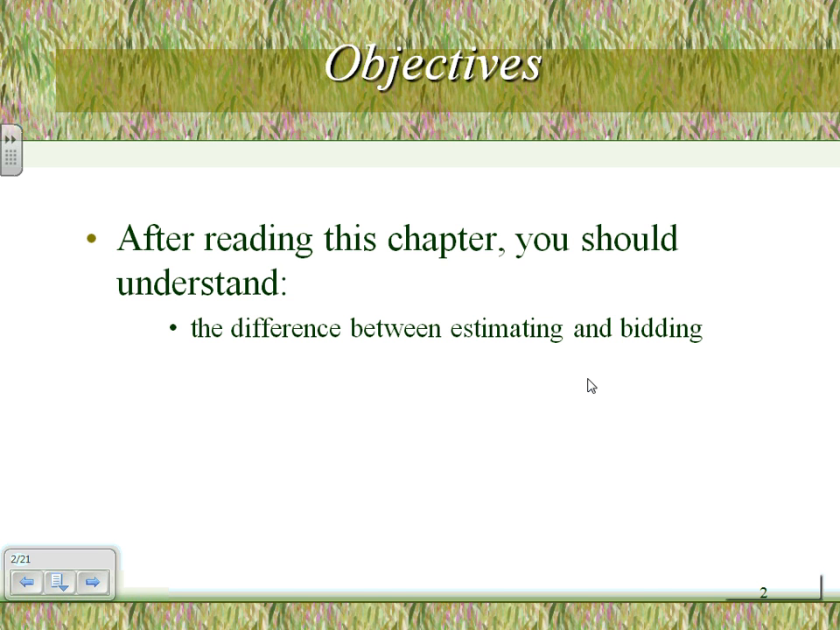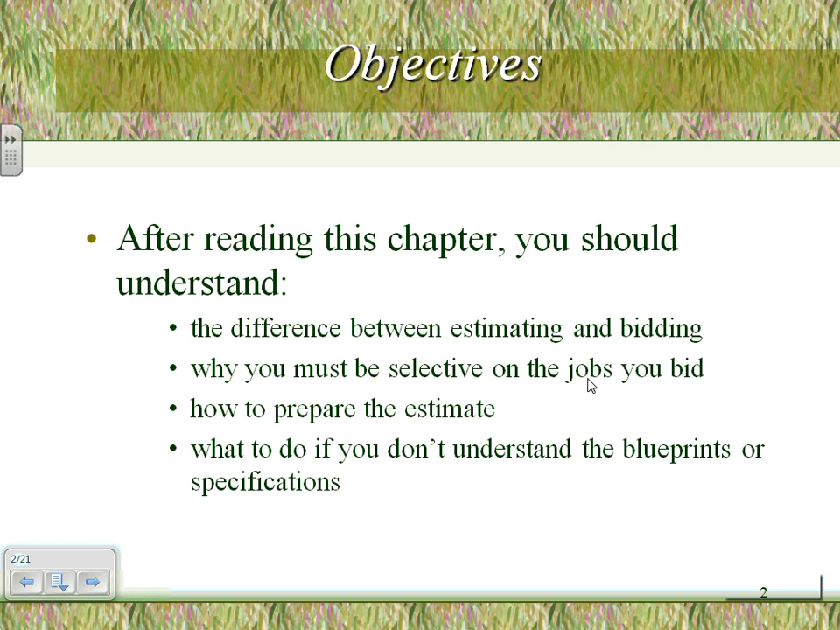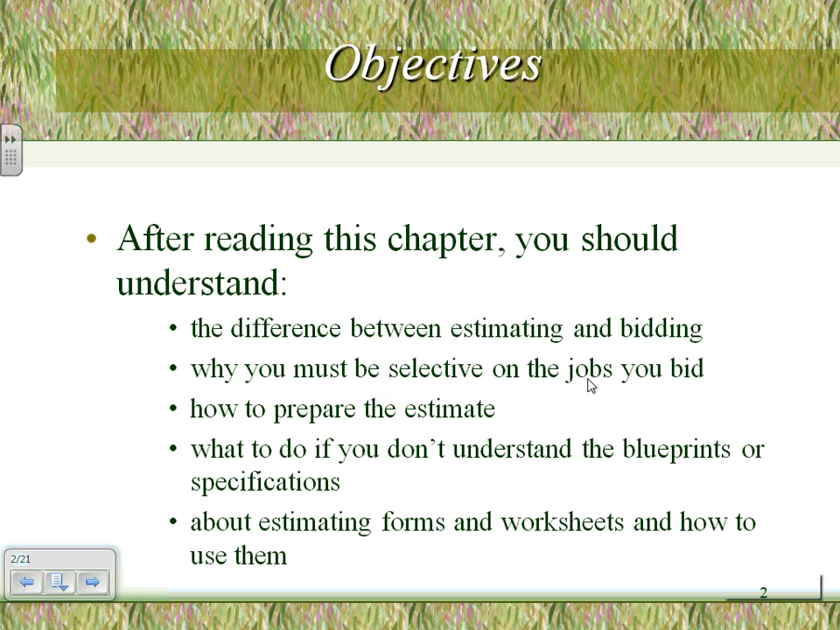Okay, so a couple of things. This only talks about estimating. Chapter 5, guys, which we'll hit tomorrow, talks about bidding. And then we're done. That's the whole process. Difference between estimating and bidding. You must be selective. Why do you have to be selective in the jobs you bid on? How to prepare the estimates. If you don't understand the blueprint, what would you do other than start dealing as an engineer? Estimating forms and worksheets. Phil was showing me some of the takeoff sheets that they have. If you start taking off without sheets, you go nuts. There's so much detail with these projects.